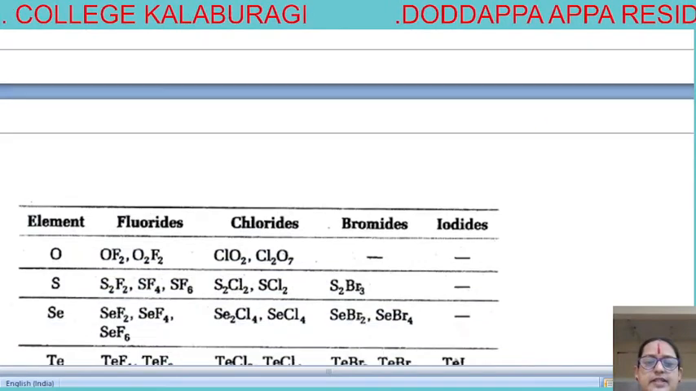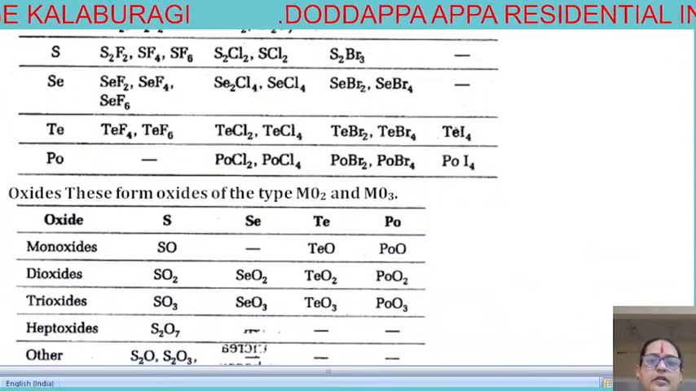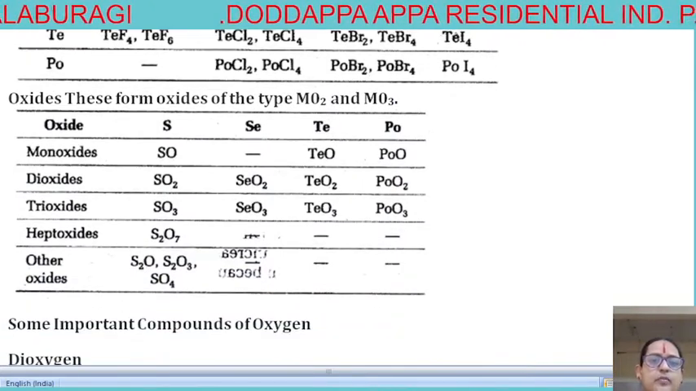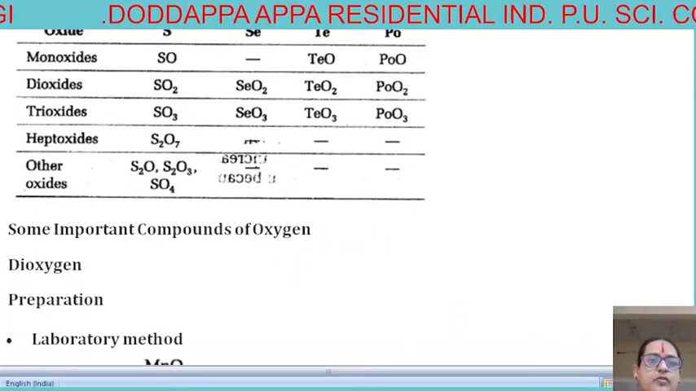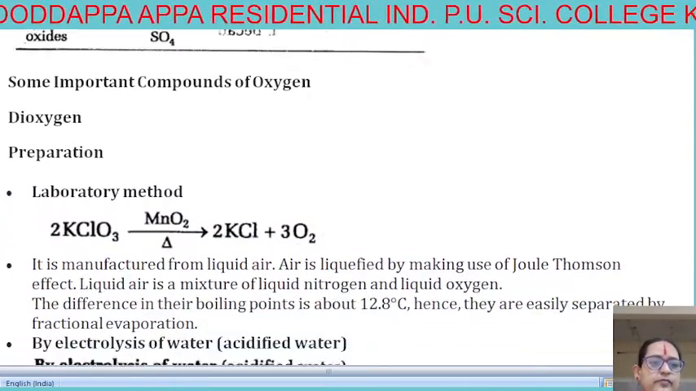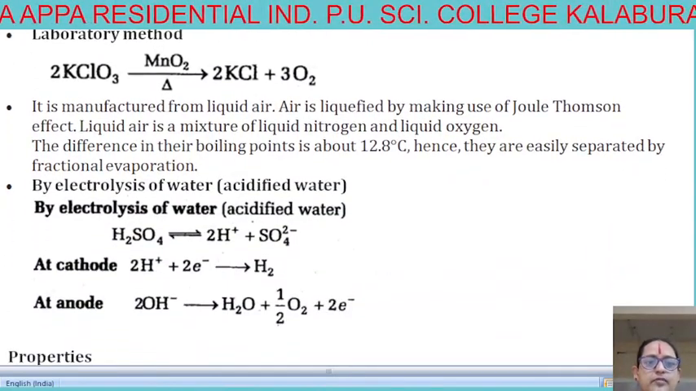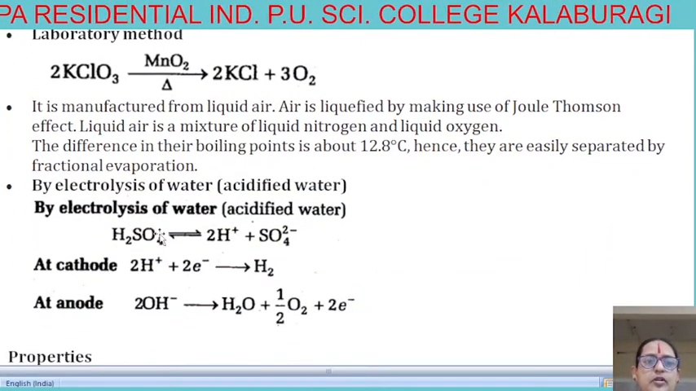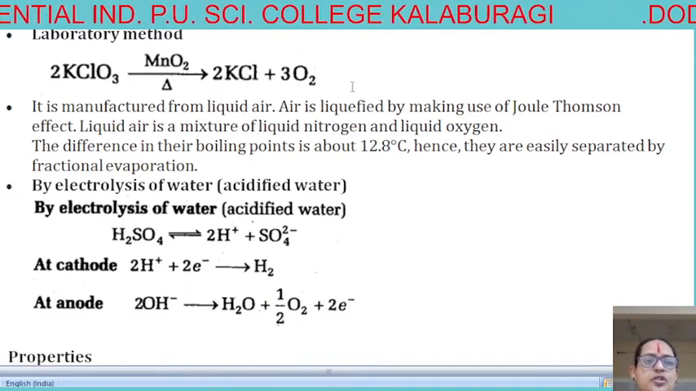Next, what we have to study is halides. They combine with chlorine, bromine, iodine to form different halides. Oxides are also formed. Some important compounds of oxygen. Oxygen can be prepared in the laboratory from potassium chlorate, giving potassium chloride and oxygen.